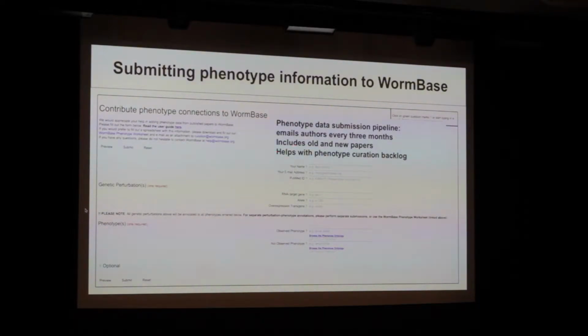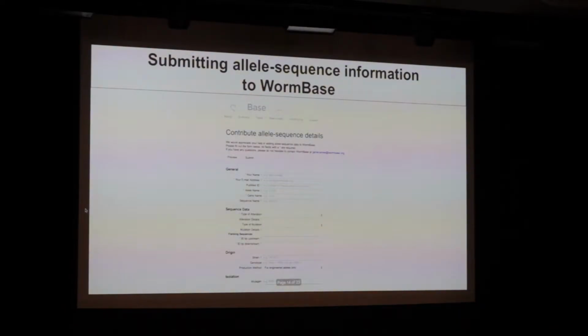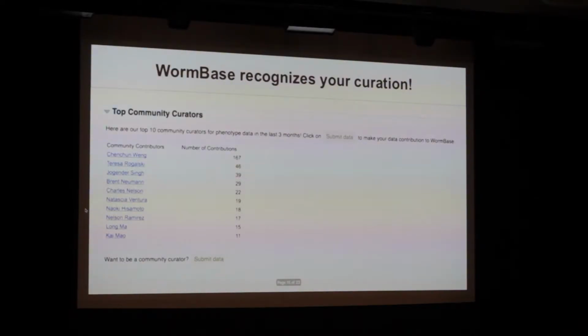A phenotype submission pipeline is another pipeline we have where we actually email you. We will email the authors every 3 months, and we'll alert you to old and new papers that we have in WormBase that have not been curated for phenotype yet, but for which we ask your help in getting that information. And then also, like I said, there's additionally a form for submitting allele sequence information.